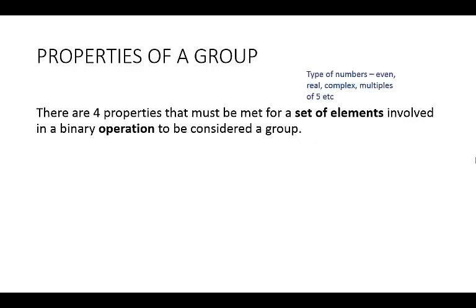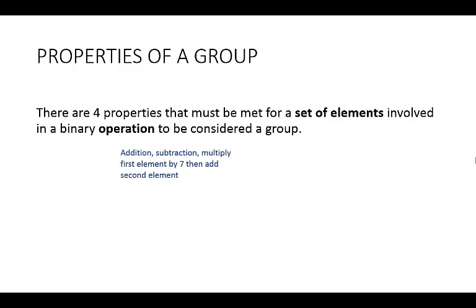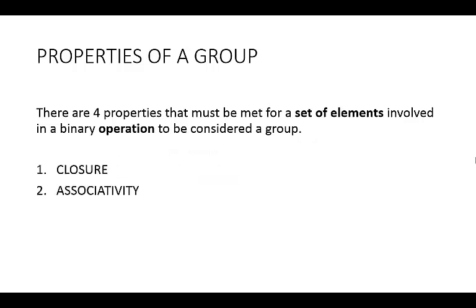A set of elements is what type of numbers we're interested in. So even numbers, real numbers, complex numbers, etc. And by operation, typically we mean addition, subtraction, division, etc. But you also might have an operation which is multiply the first element by 7 and then add the second element, or something similar. So the 4 properties of a group are closure, associativity, identity, and inverse.